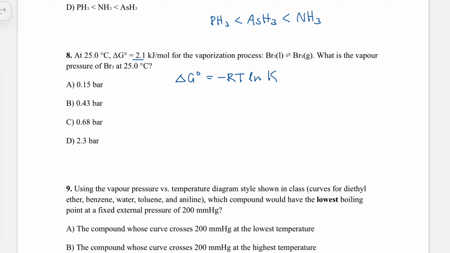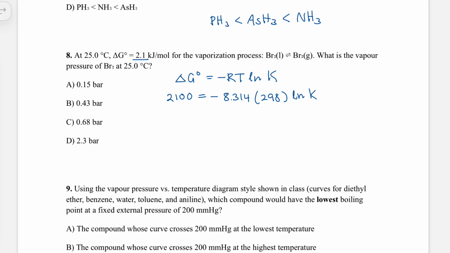So for delta G, we can sub this in. Very important, we want to make sure it is in joules per mole and not kilojoules per mole, because the value that we use for R, which is a constant on the formula sheet, is in joules. So we have to make the units equal to each other. So it will be negative 8.314, the constant, and then T, which should be in kelvins. So that's 298 kelvins, ln K. And then calculate this, solve for K, and you'll get 0.428.